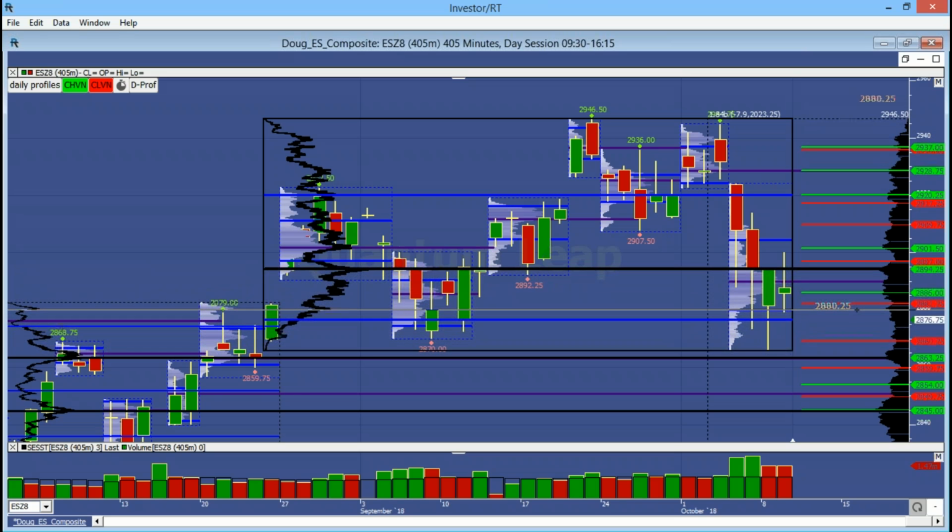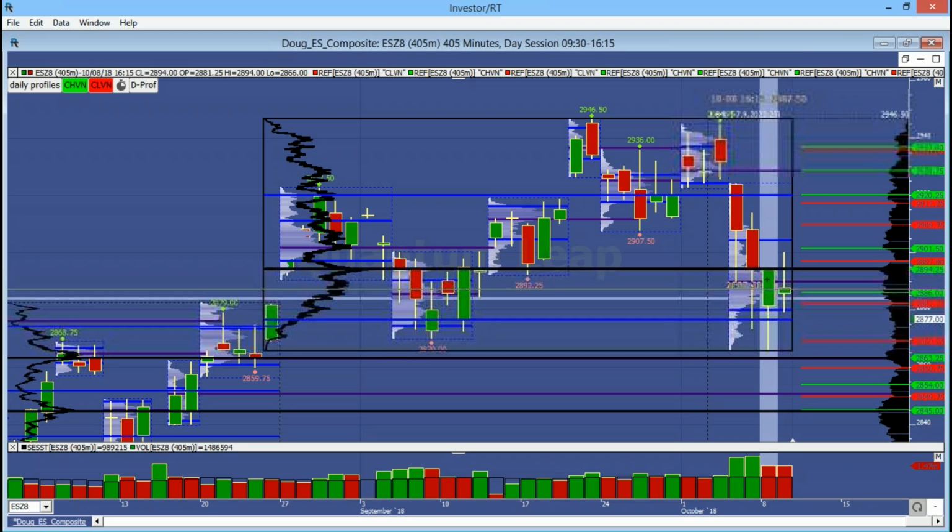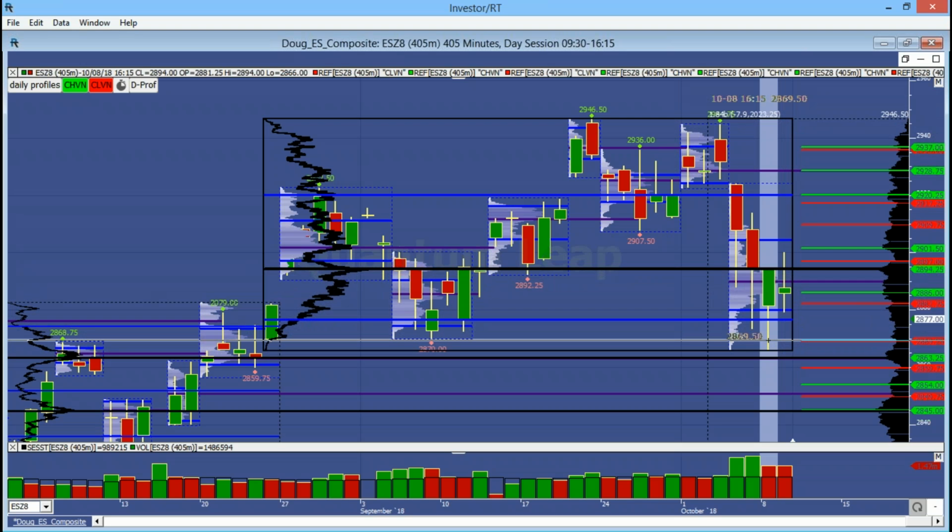So right now, we need to get back above this 28.80 if we're going to get any attempt at a rotation back up into yesterday's range and back up towards that VPOC at 86, and possibly the 4-day microcomposite VPOC at 28.90. Overall balance is still above at 28.94.50. So we are seeing some weakness, and this is likely to continue down towards 28.63.50. Our week low and month low right now is down at 66.